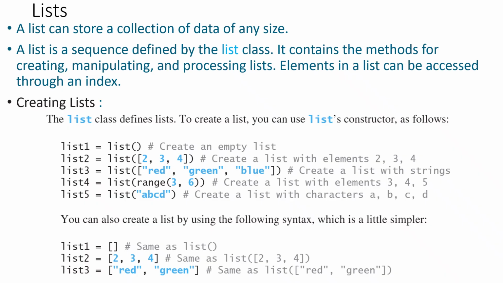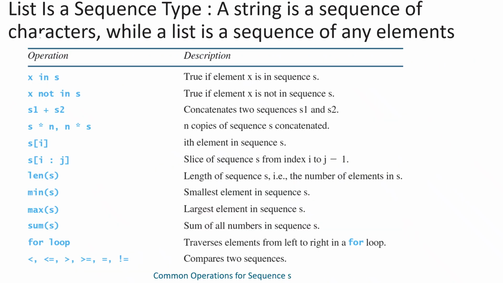You can also create a list by using the following syntax, which is a little simpler. list1 = [], simple square brackets that indicate a list with empty elements. list2 = [2, 3, 4] again within square brackets. It is used to create a list with elements 2, 3, 4 and so on.